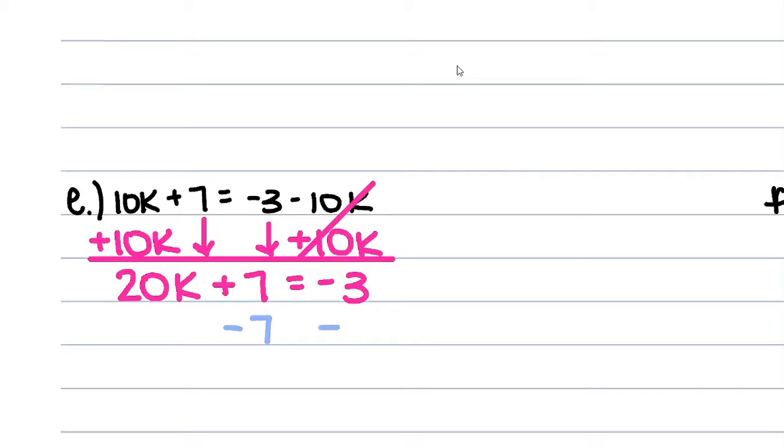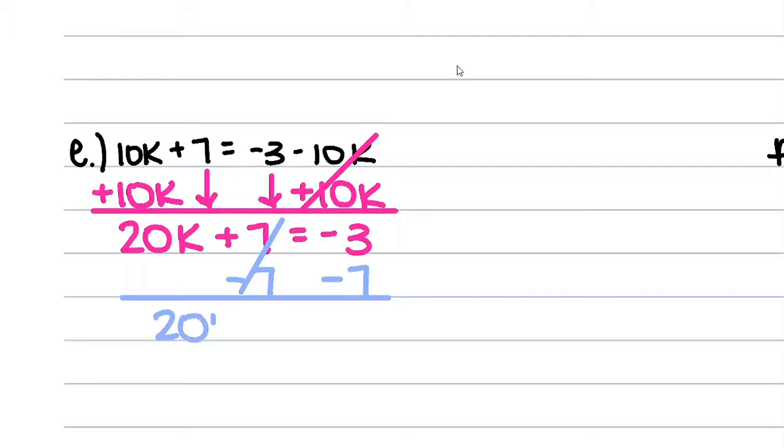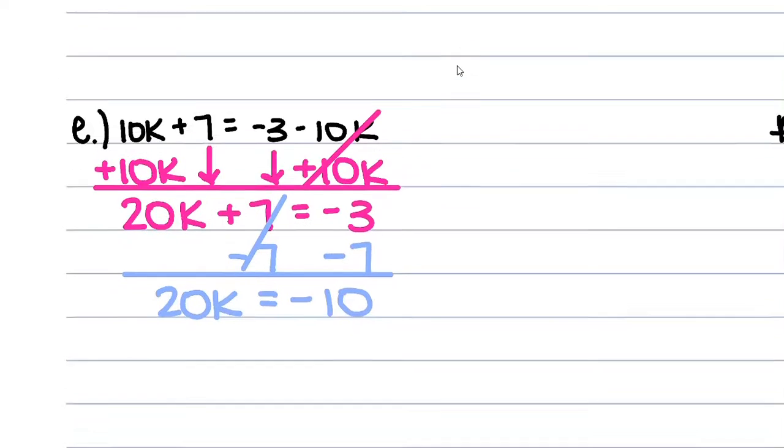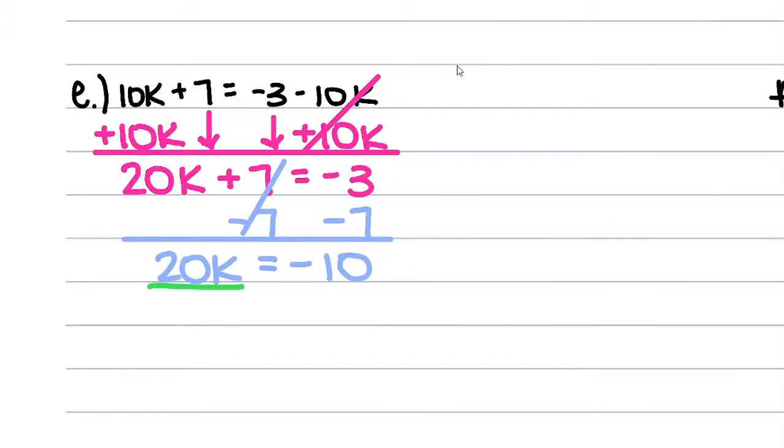I'm going to subtract the 7 from each side. We're left with 20k is equal to negative 10. We then divide each side by the 20. So k is equal to negative 1/2.